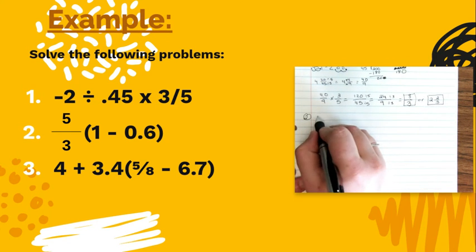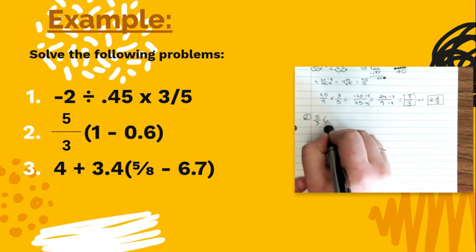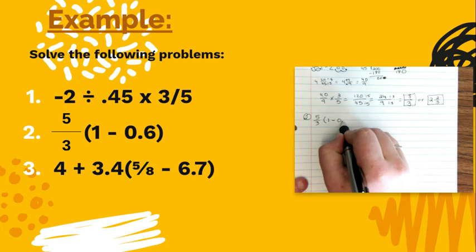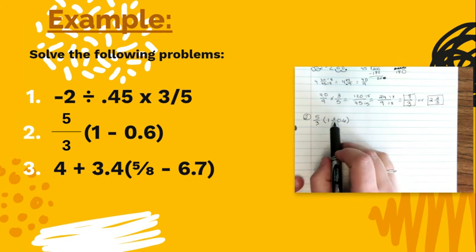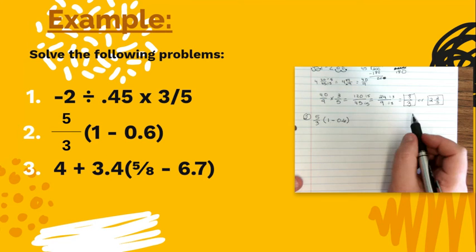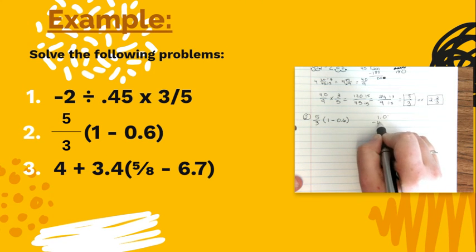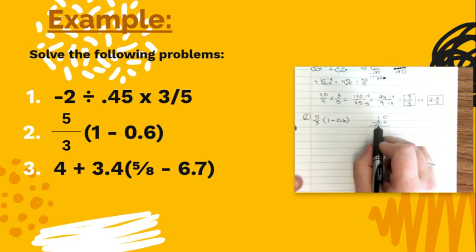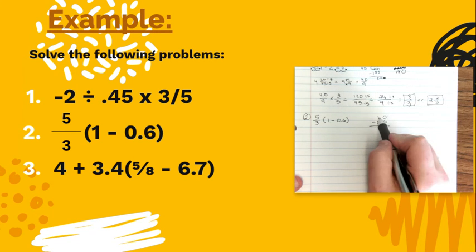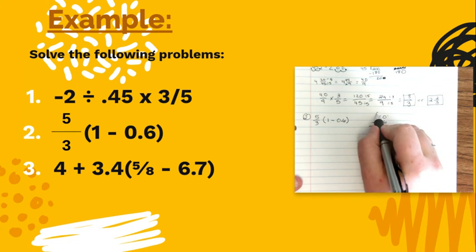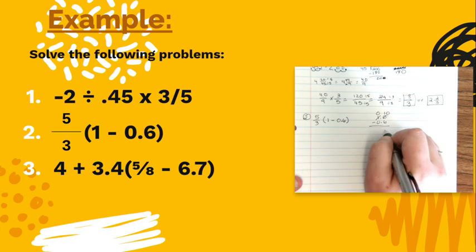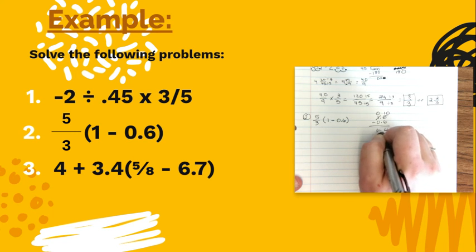Number 2 is 5/3 times (1 minus 0.6). Remember, we want to do what's in parentheses first. That's my P. So we're going to do 1 minus 0.6. 1.0 minus 0.6. Make sure you line up the decimals when we're subtracting. Take that away, that 1, borrow, make that a 10, and we get 0.4.